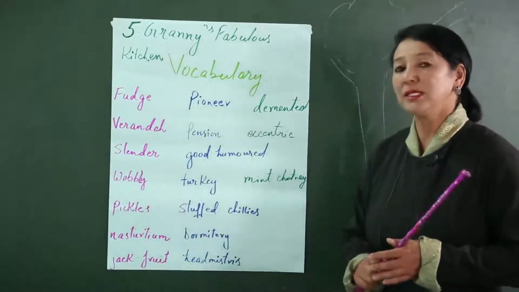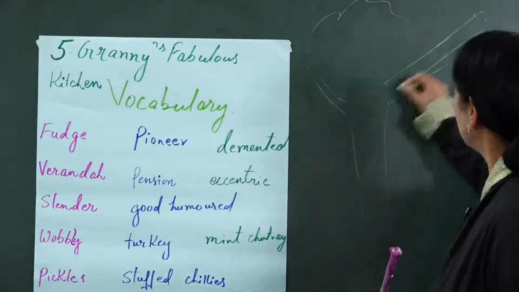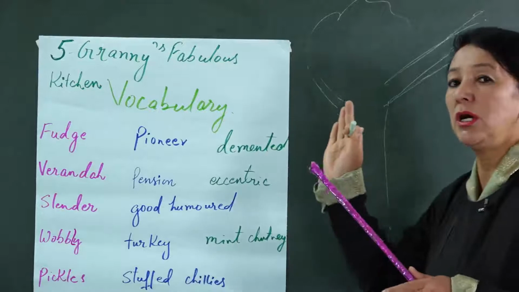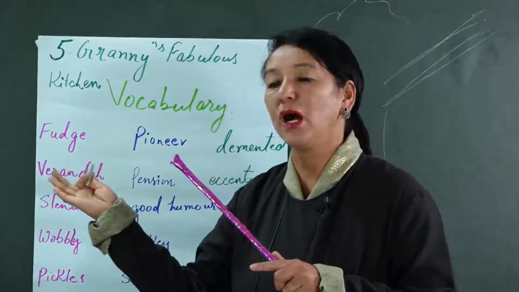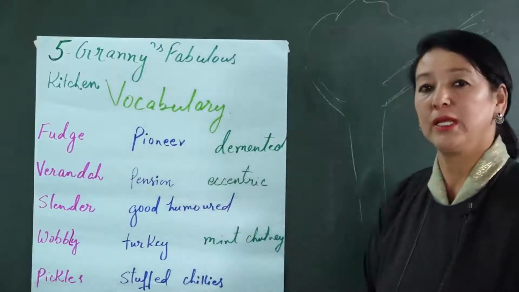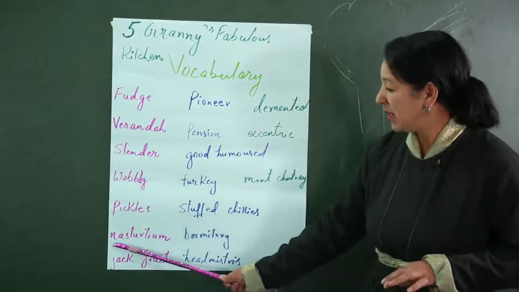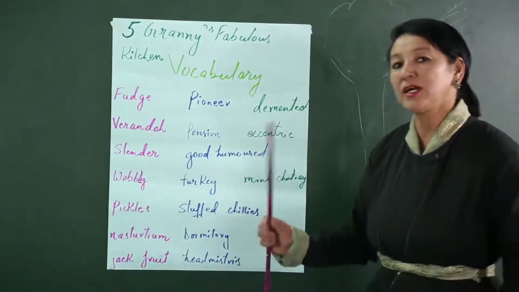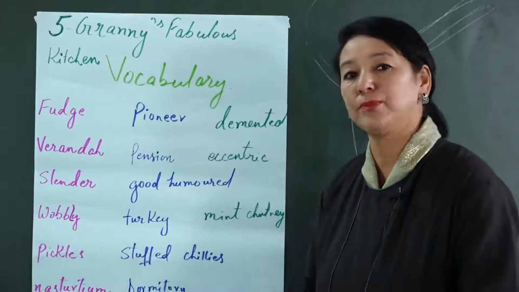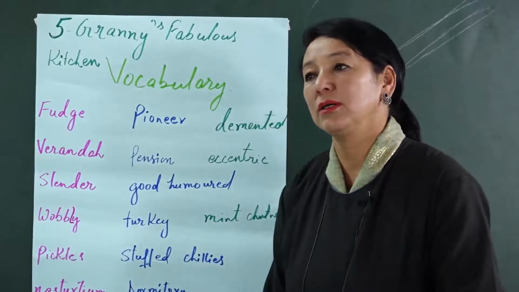Wobbly: for example, there is a tree, and this is a stem. The stem which is not hard, which can move from side to side, that is wobbly. Pickle is achar. Nasturtium is a kind of flower. Some people make pickle from the nasturtium. And jackfruit is a vegetable, kathal.